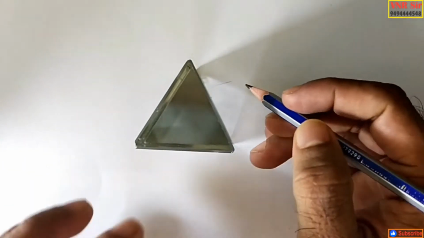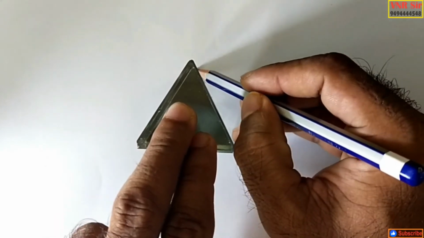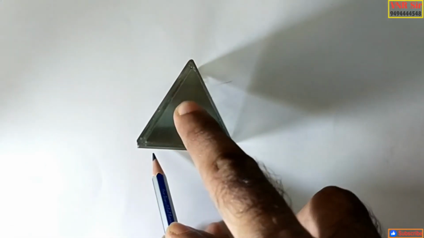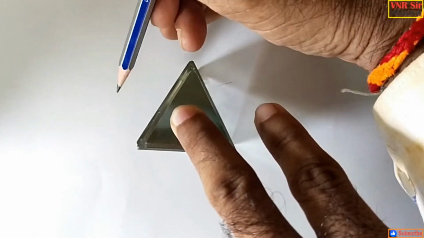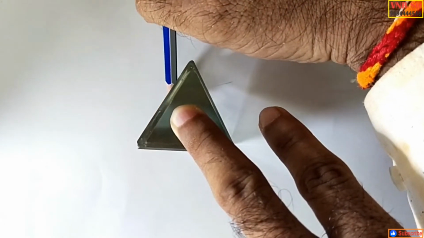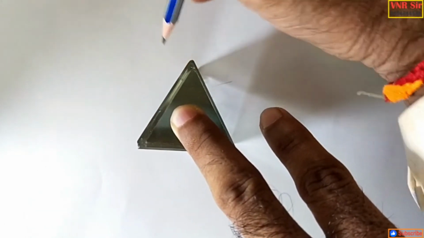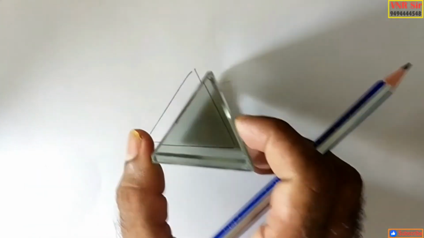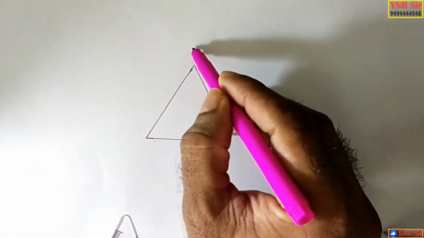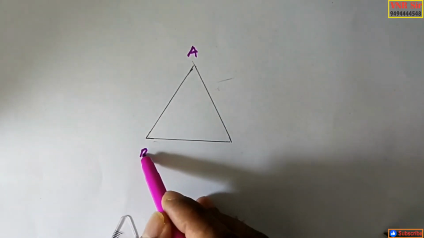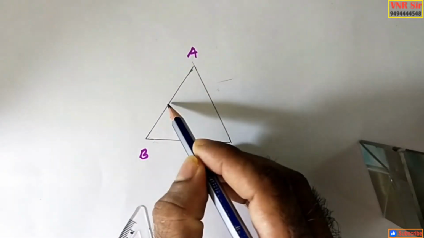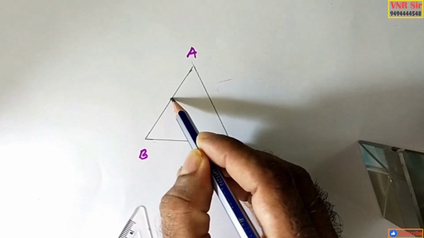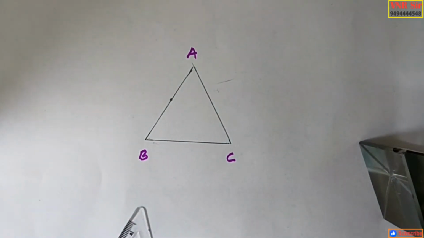Now let us place our prism on a paper and draw the outline of the prism so that we will be getting a triangle. Let us take it as triangle ABC. As the prism we have taken is isosceles, we are getting an isosceles triangle. On surface AB, I am taking a point where the light is going to be incident. Let us take that point as P.